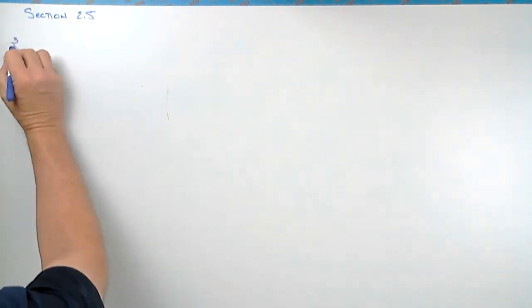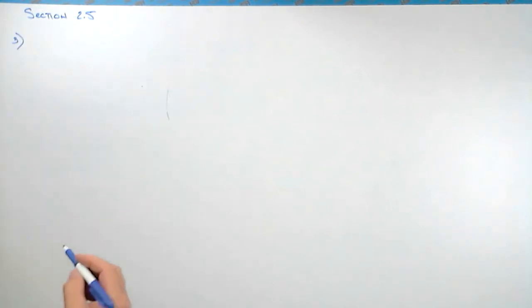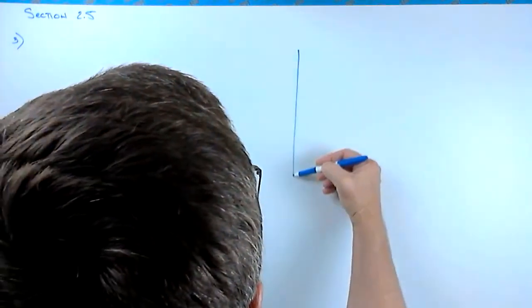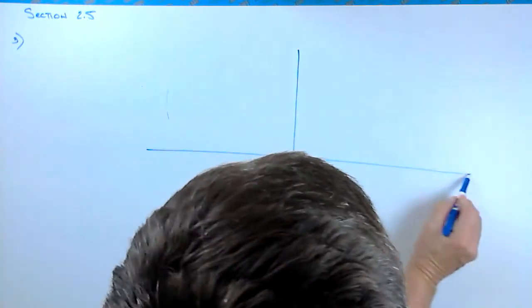Okay, this will be our homework video for section 2.5. I'm going to start with number 3. But before I can start with number 3, I'm going to have to draw the graph. So we'll draw the graph over here that's in the book.